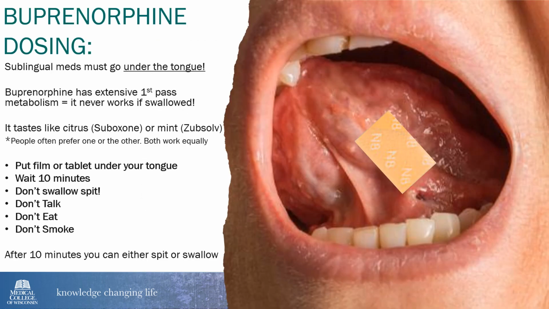So how does someone take their bupe? Well, this is a sublingual med that goes under the tongue. Bupe has extensive first-pass metabolism, which means if you swallow the buprenorphine, if you swallow the spit, if you put it under your tongue and then chase it with a whole bunch of water or coffee or soda, then you're not getting the full effect of the drug because it must be absorbed through the tongue. It also tastes kind of gross. The most common form that people see, the Suboxone, has a really strong citrusy tang taste with a bitter aftertaste, and there's a minty version called Zubsolv.